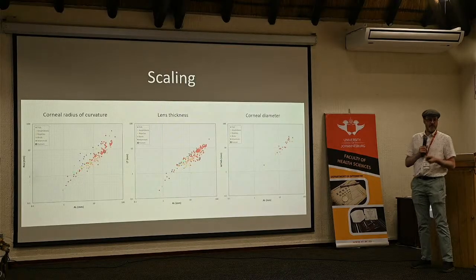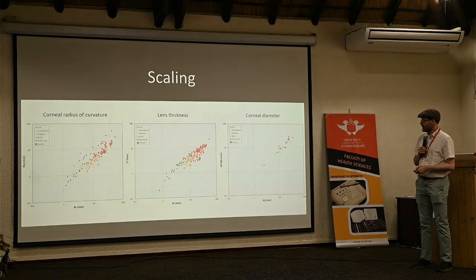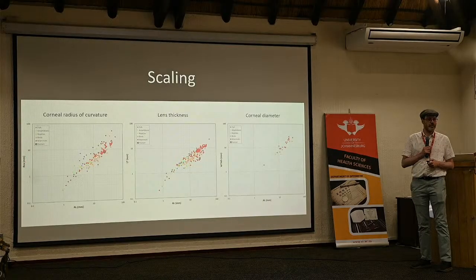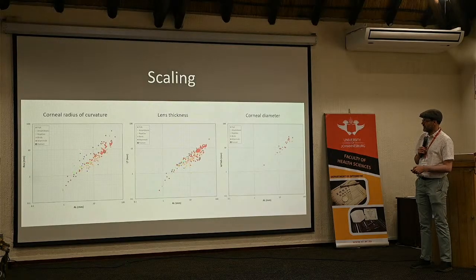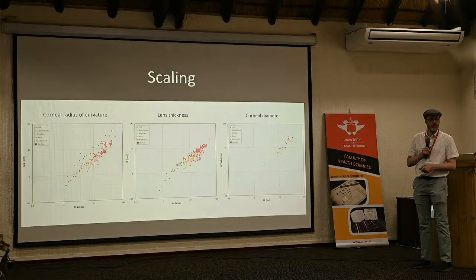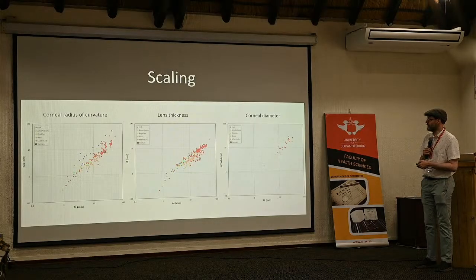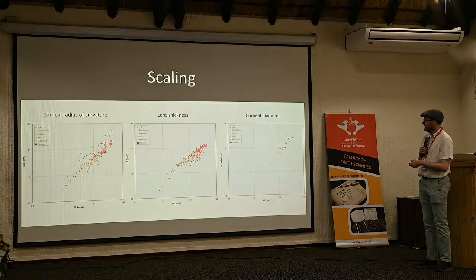So when it comes to scaling of the eye, we have the axial length and the anterior radius of curvature of the cornea. And you see, again, there seems to be some kind of power law going on, luckily, otherwise these creatures would be either very hypermetropic or myopic. Lens thickness as well, and corneal diameter.